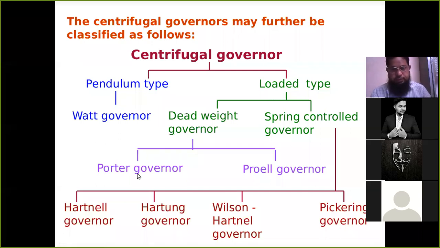Based on this, we have two types: dead weight governor and spring control governor. In dead weight governor, we have two types: Porter governor and Royal governor. And in spring control governor, we have four types: Hartnell governor, Hartung governor, Wilson-Hartnell governor, and Pickering governor.